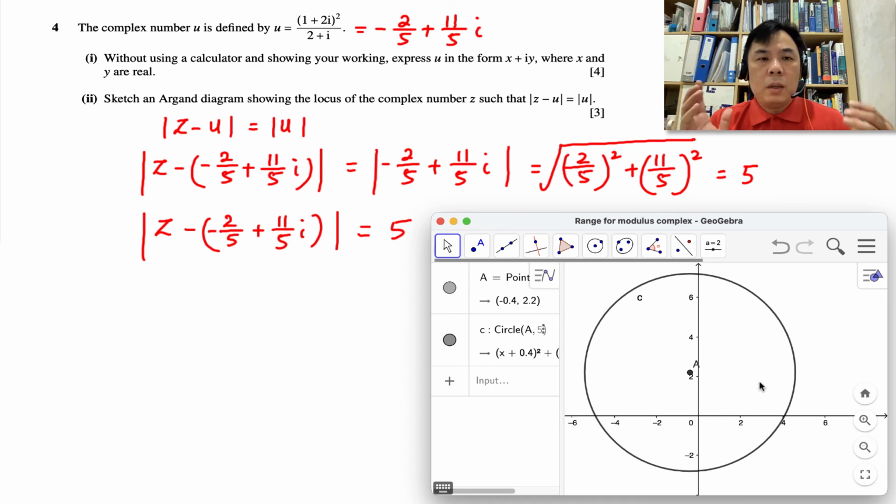And then there you have it. That's a wrap for these complex equations for Pure Mathematics 3 that you guys are going to see very soon.